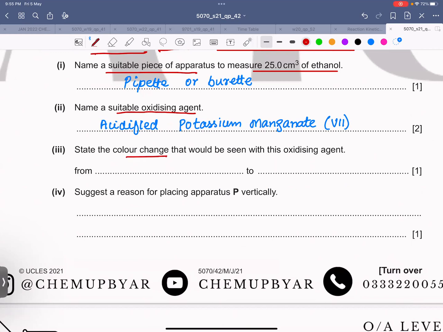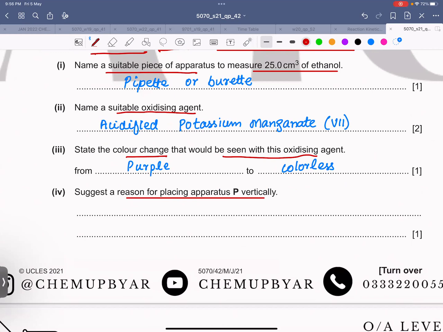State the color change that would be seen with this oxidizing agent. So it's initially purple and then colorless. Purple to colorless. Suggest a reason for placing apparatus P vertically.